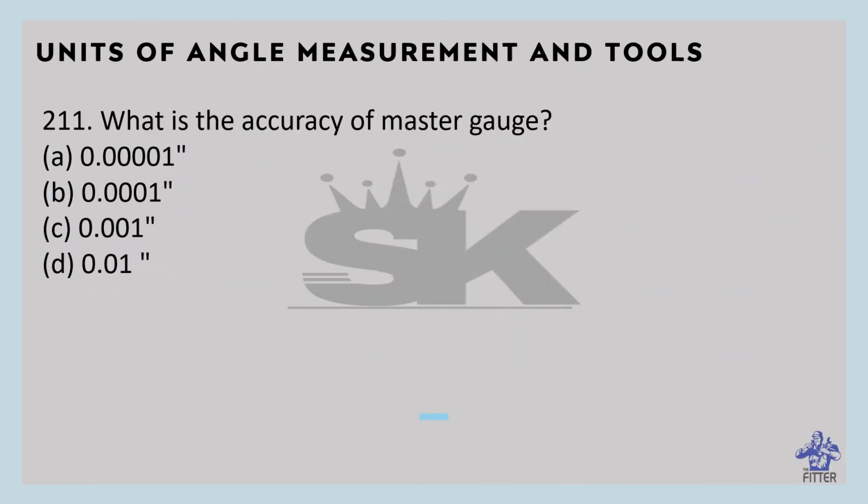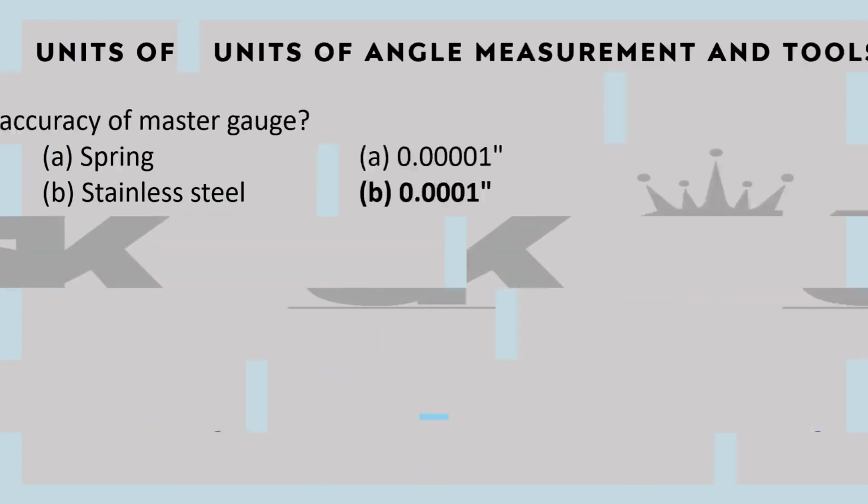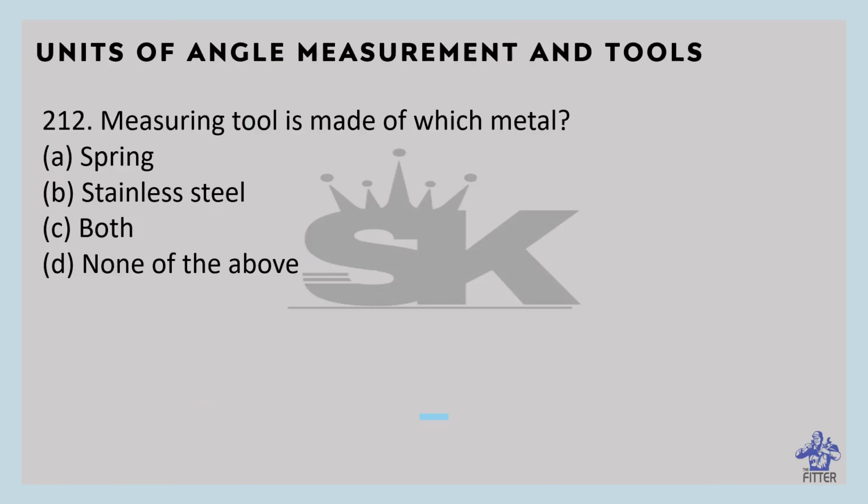What is the accuracy of master gauge? That is option B, 0.0001 inch. A master gauge is a standard or reference gauge. It is used for checking the accuracy of inspection gauge. It is also used to calibrate or set micrometer, comparator, or other gauge systems. Measuring tool is made of which metal? That is both spring and stainless steel metals.